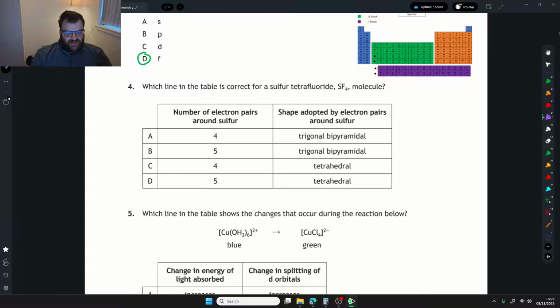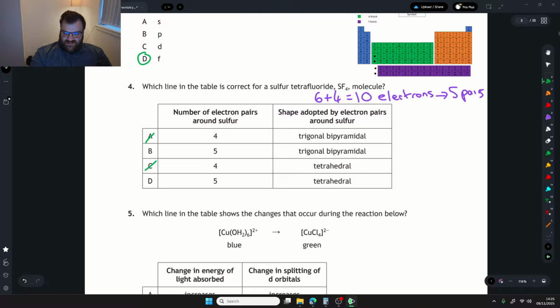Here we're looking at the electron pairs around sulfur in sulfur tetrafluoride. First thing we need to do is figure out how many pairs of electrons there'll be. We look at the number of valence outer electrons on sulfur. Sulfur is in group 6, therefore it'll have 6. Add on 4, because there's 4 things connected. That gives you 10 electrons, which is 5 pairs. That takes our answer down to B or to D.